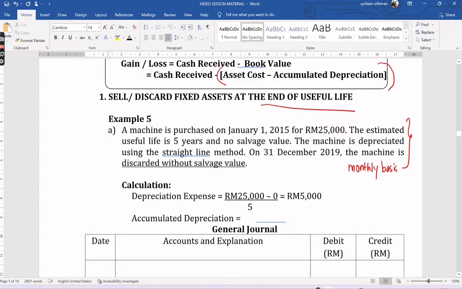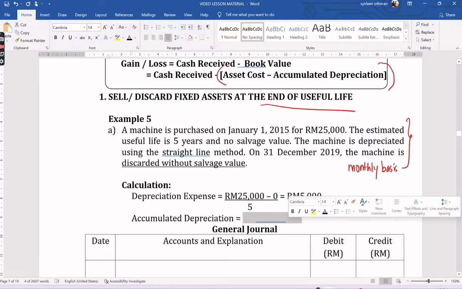Okay, so how much is the accumulated depreciation? So the useful life untuk aset ni ialah 5 tahun. So that means the accumulated depreciation, sebab kita akan jual towards the end of the useful life.